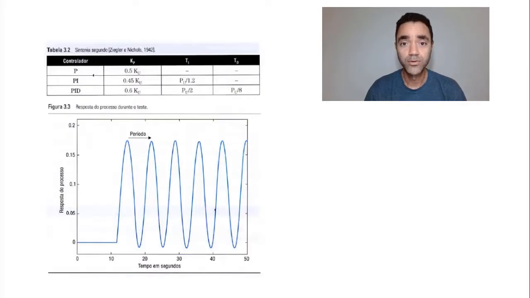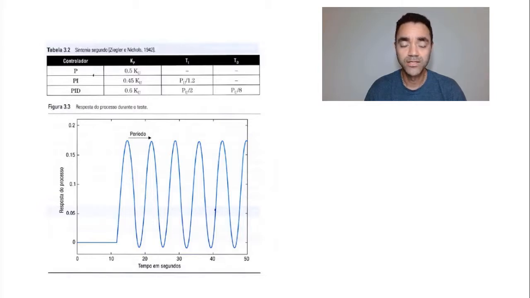In the first approach developed by the authors, the objective was to increase the gain of the controller until the process gets unstable in a cycling way. Based on that, they could measure the ultimate gain and also the ultimate period. And based on both pieces of information, the user would be able to define the values of Kp, Ti, and Td.